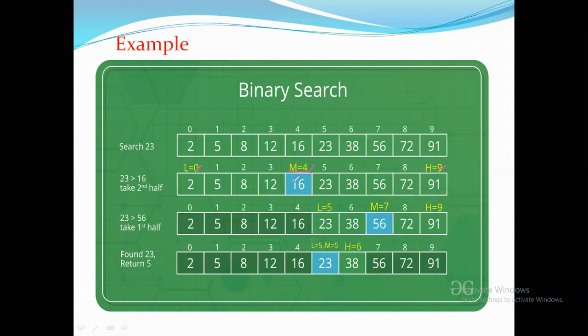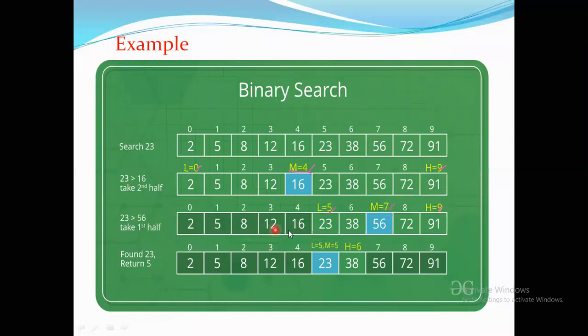So then modify low by middle plus 1. That's why now the low becomes 5 and high becomes 9. Again calculate the middle. So the middle is 5 plus 9, 14. 14 by 2, so 7. So the seventh element is 56.